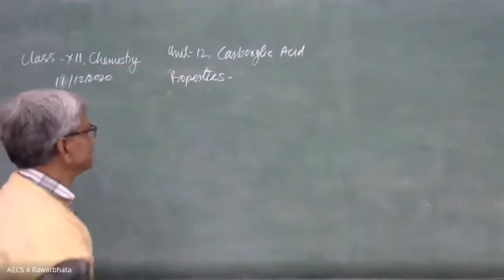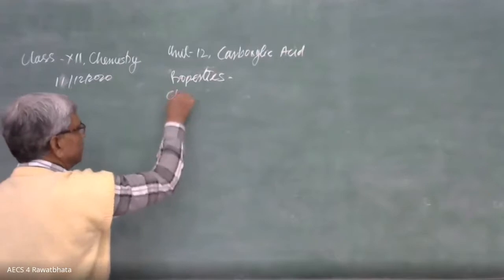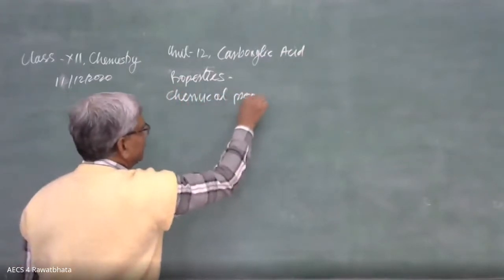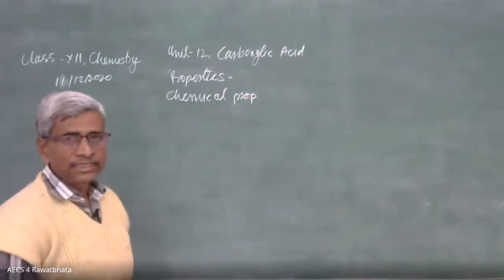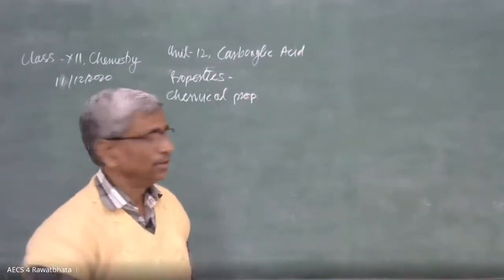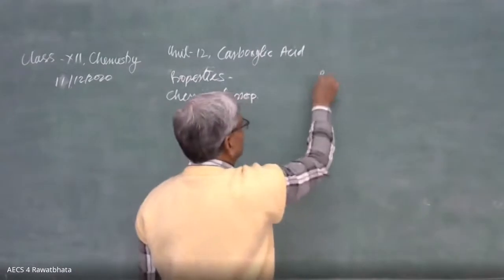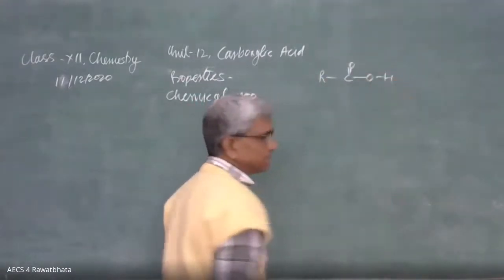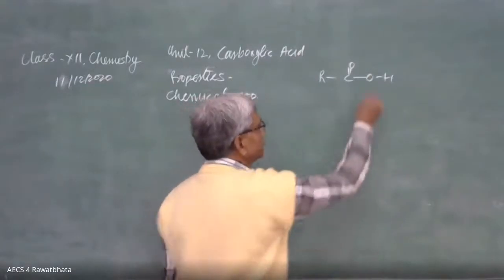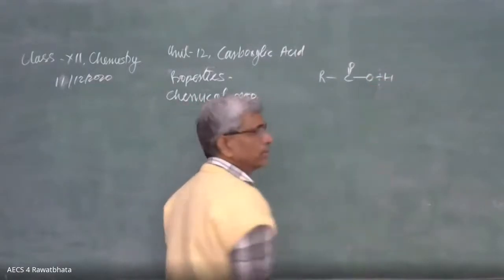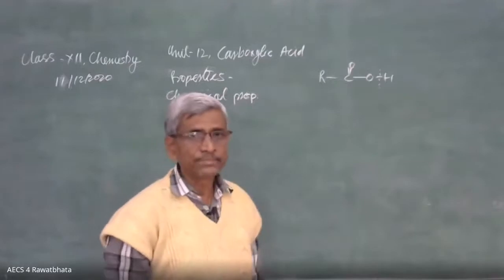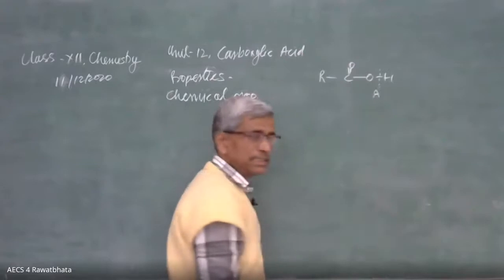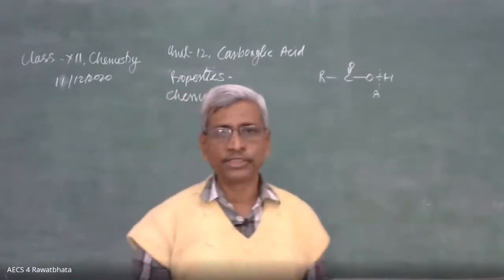Chemical properties. Chemical properties are divided into some heads. If the structure of carboxylic acid is like this, COOH, then in one kind of reaction, only the hydrogen of the carboxylic group participates. This is the A type of reaction, and in this they show acidic character.